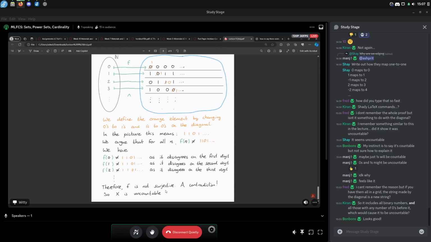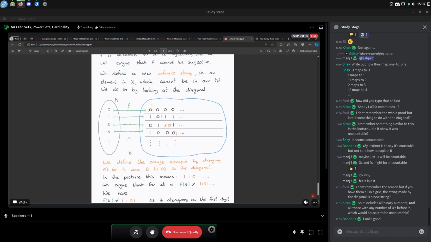And therefore, you can say it's not surjective. Surjective meant, remember, there is at least one pre-image. And therefore, we have a contradiction. We assumed that it would be bijective, but we can't have bijection without injection and surjection. So if it's not surjective, we have a contradiction, and therefore X is uncountable.